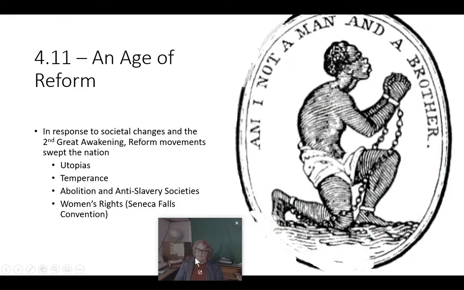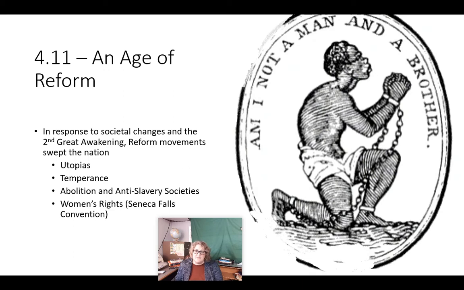So that takes us to our topic 411. So this is kind of a response to societal changes from the market revolution and combining the changes from the Second Great Awakening. There are reform movements that sweep the nation. So we see a number of utopias that people try to form. Some are more successful than others. None were enduring beyond a couple of decades.